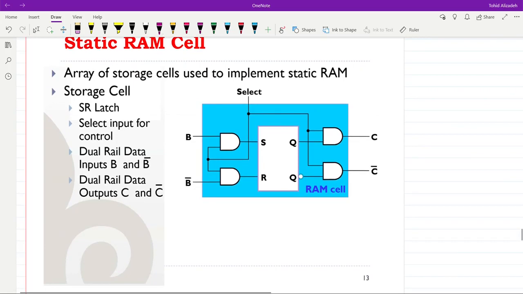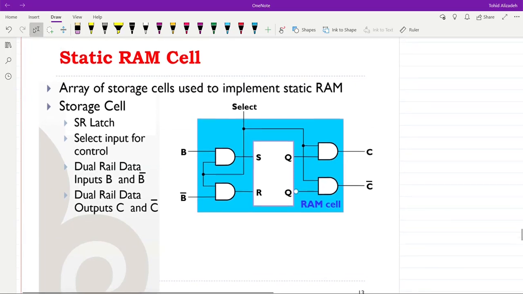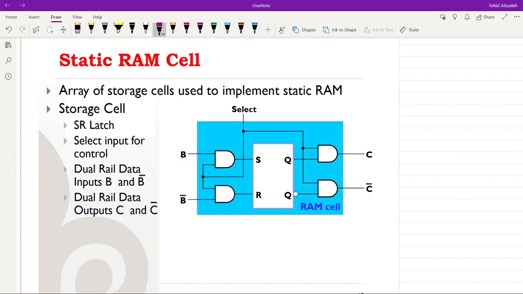Over here, we can see what a single cell of a static RAM looks like. So we are talking about the static RAM. Therefore, over here the storage element is not a capacitor, but a latch. We are using an SR latch, and you can see the single memory element of the static RAM. At the heart, we have the SR latch. So this is the main element of our memory cell.